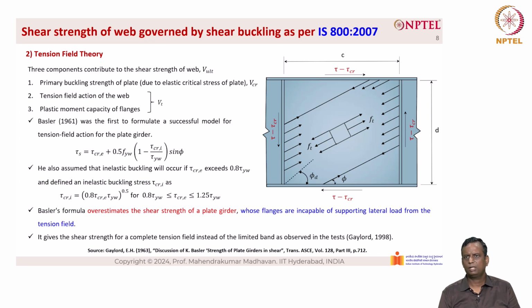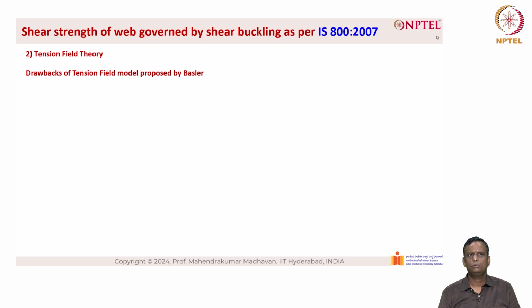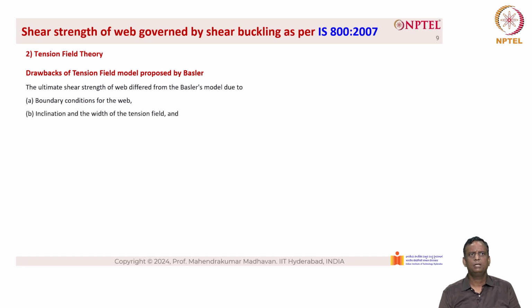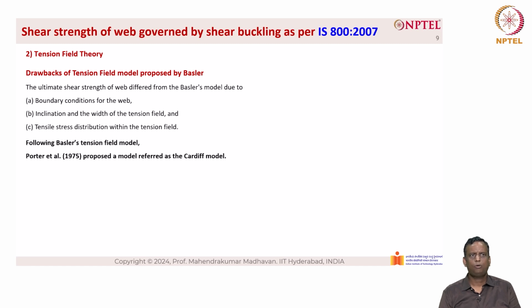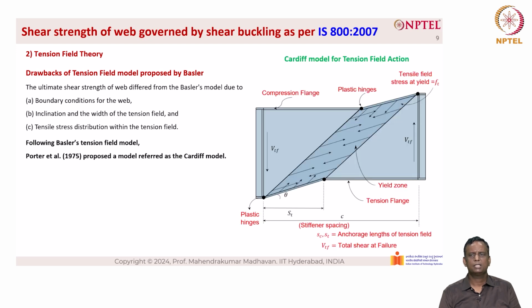Now the drawbacks of the tension field model proposed by Basler can be summarized as: the ultimate shear strength of the web differed from Basler's model due to boundary conditions of the web, inclination and width of the tension field, and tensile stress distribution within the tension field. Following Basler's tension field model, Porter et al. 1975 proposed a model referred to as the Cardiff model. As you can see on the right hand side, this is the Cardiff model, which is now used all over the world for shear capacity due to tension field action.